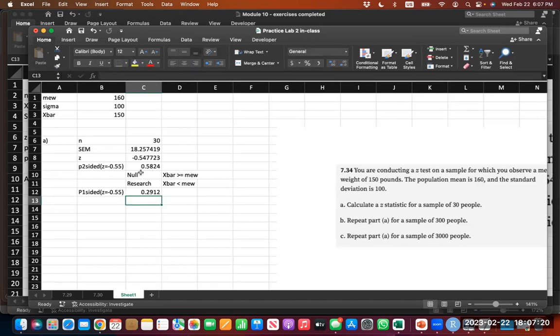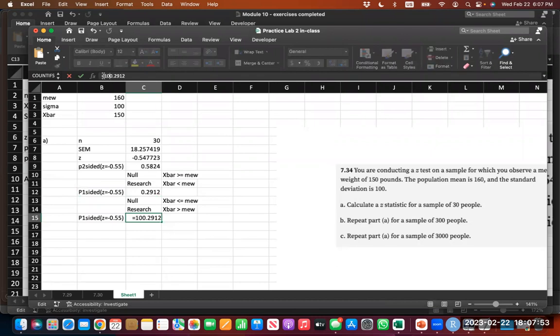So if we were to do the same analysis now with the null hypothesis being X bar smaller or equal to mu, and our research hypothesis X bar greater than mu, then we would calculate our P one-sided as 1 minus 0.2912. So that's 0.70, so it's even larger.